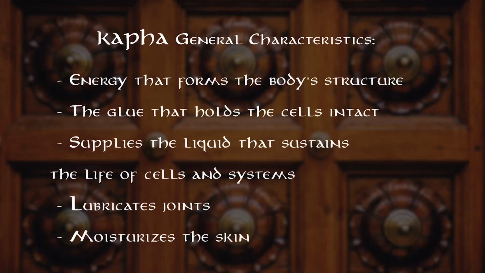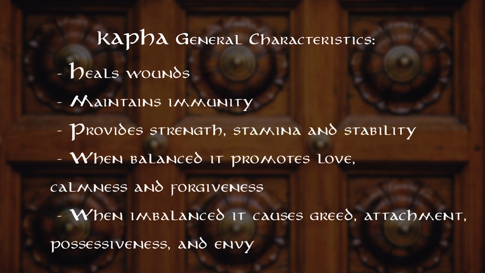General characteristics: energy that forms the body's structure. It's the glue that holds the cells intact, supplies the liquid that sustains the life of cells and systems. It lubricates joints, moisturizes the skin, heals wounds, maintains immunity. It provides strength, stamina, and stability. When balanced, it promotes love, calmness, forgiveness. When imbalanced, Kapha causes greed, attachment, possessiveness, and envy.